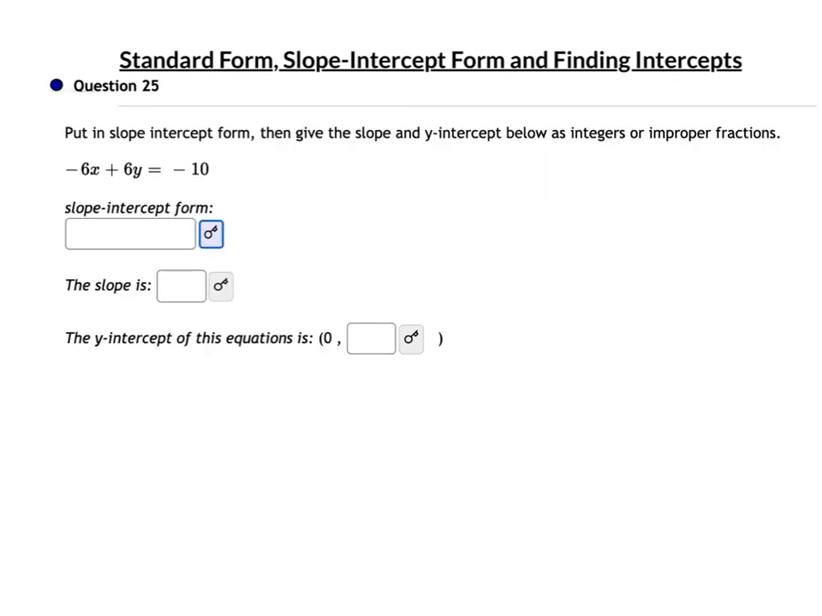Let's put this equation in slope-intercept form. We're going to get y by itself, where we can see the slope and intercept. -6x plus 6y equals -10. The last thing we do is divide by the 6 that's in front of the y. We divide by the coefficient last. So move the 6x to the other side. It's negative. We'll add it to both sides.